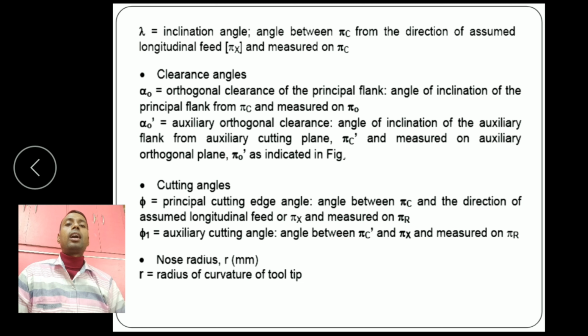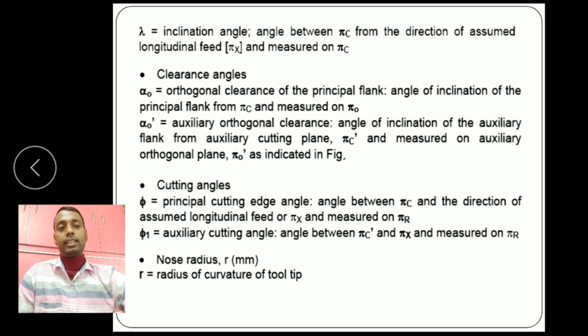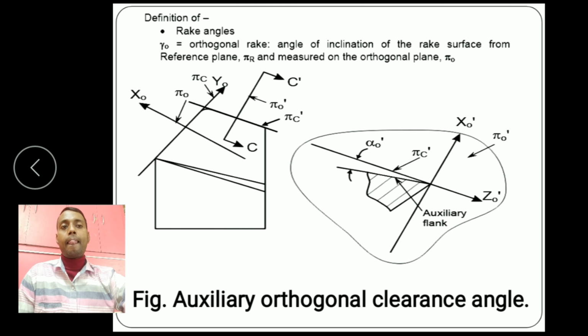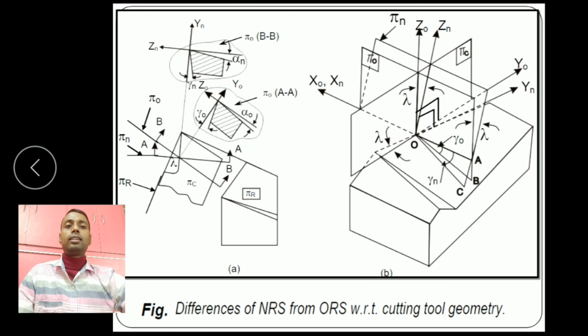Lambda is the inclination angle, alpha O is the orthogonal clearance angle, alpha O dash or alpha O1 is another clearance angle, the auxiliary orthogonal clearance. Phi and phi 1: phi is the principal cutting edge angle and phi 1 is the auxiliary cutting edge angle. r is the nose radius. So this is the concept of the auxiliary clearance angle, this is the geometry. In the NRS system, there is not much that is important, so just know the full form and this diagram.